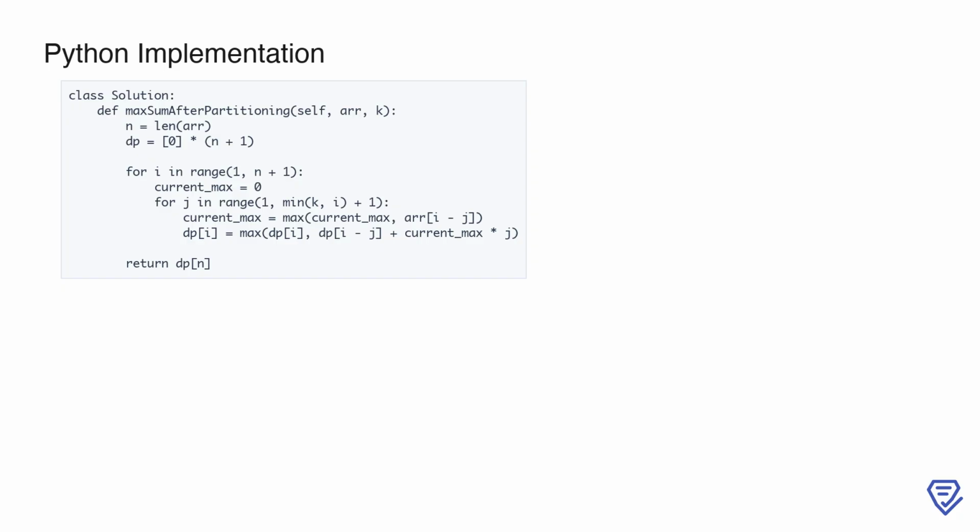This solution efficiently calculates the result in O(n asterisk k) time complexity, where n is the length of the array and k is the maximum partition size. The space complexity is O(n) due to the DP array.